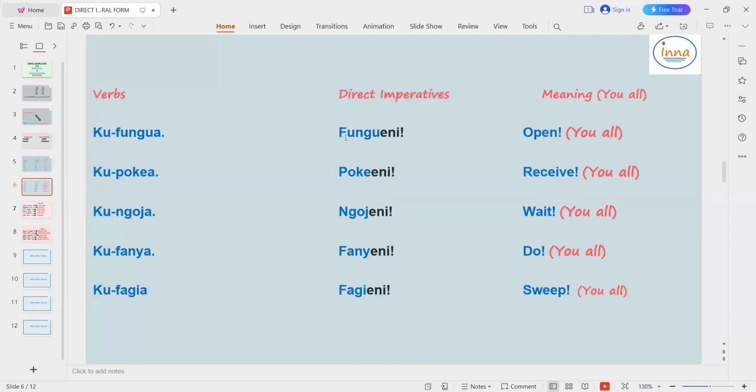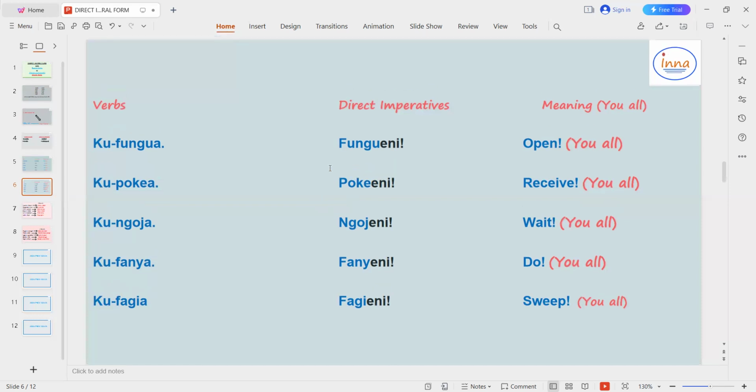Kufungua, fungueni. Kupokea, pokeeni. Kungoja, ngojeni. Kufanya, fanyeni. Kufagia, fagieni. Okay, so these are just verbs, and you can use them to pass a command to the second person plural form. And you can add more information in your command.